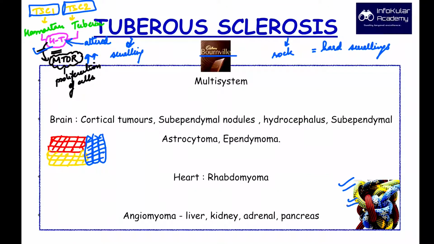Now this kind of a growth, as you look at in the picture, is present mainly in the brain. So tuberous sclerosis is primarily a neurological disorder, cortical tumors being the most common manifestation. Others are subependymal nodules, hydrocephalus, subependymal astrocytoma and ependymoma. Heart में rhabdomyoma cause करते हैं, angiomyolipoma in kidney, liver, adrenals, pancreas, they all can be involved.